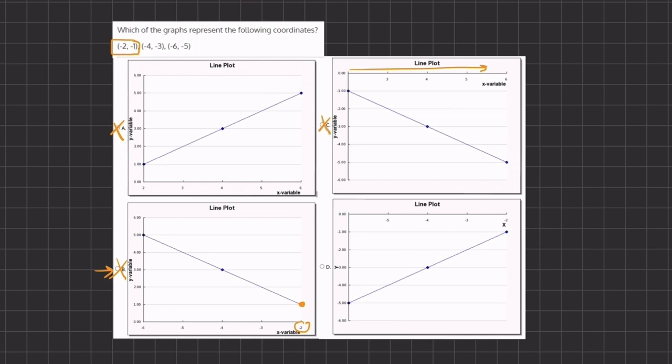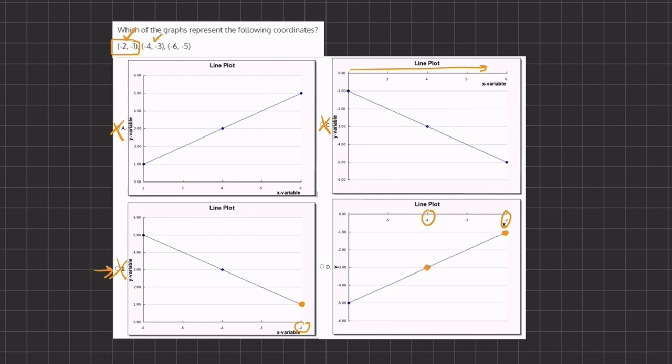Now if we move on to D, we go to -2, and we find our first point at -1. So our first point we found. Our second point is at -4 and -3. So if we go to -4, down 3, we have a point over here. So we have our second point.